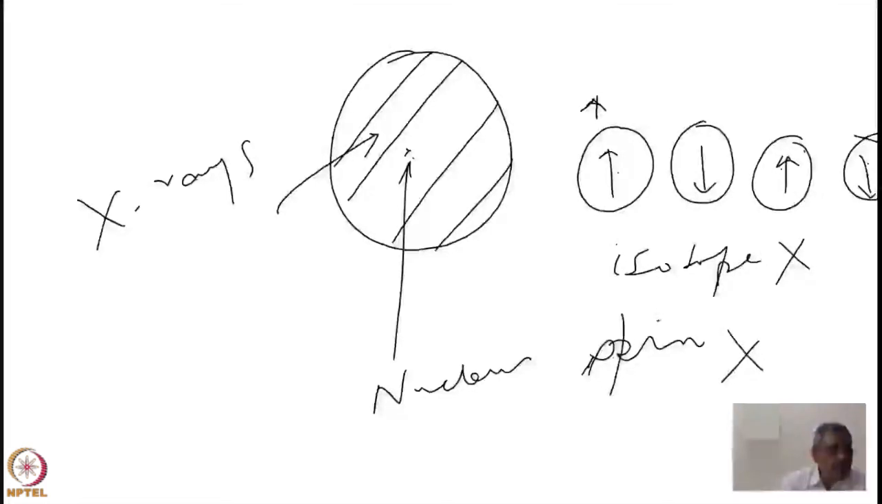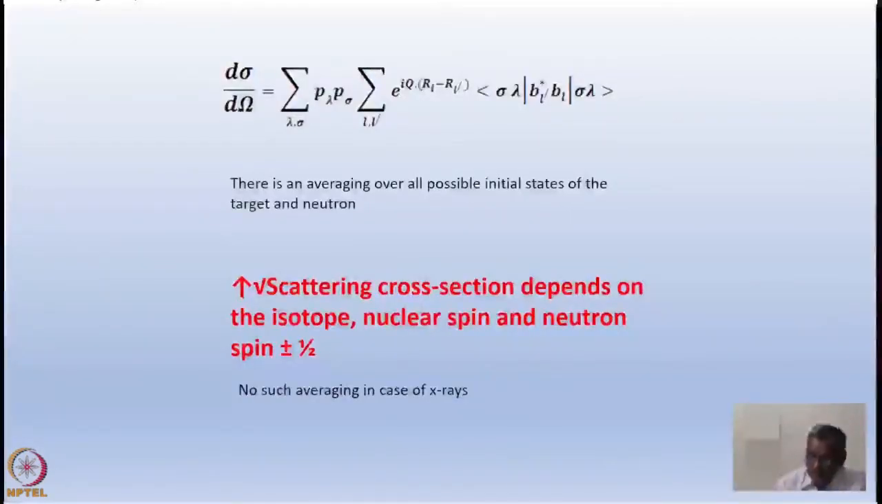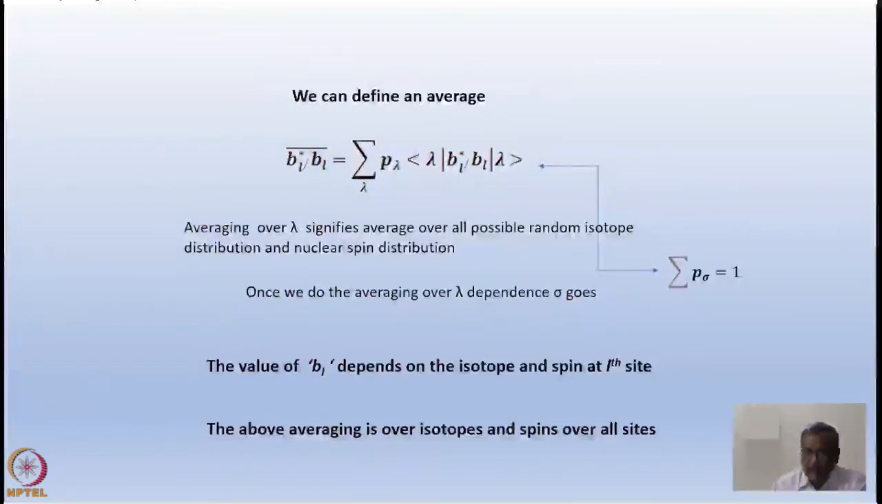Now let me go ahead and calculate it. As I said, there is an averaging involved over the initial states for b_L, b_L prime. So this is the average value. If I take the sum over all possible spin orientations as 1, then it is the sum over all possible initial states of P lambda, times lambda, b_L prime star, b_L, lambda. So I have to do the averaging over all possible random isotope and nuclear spin dispersion. Now let me try to write down this average value.